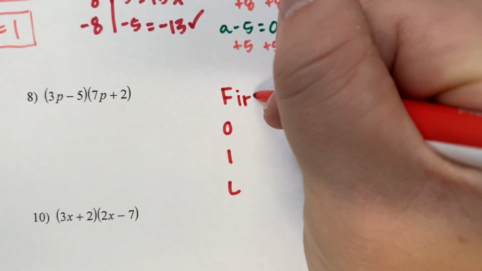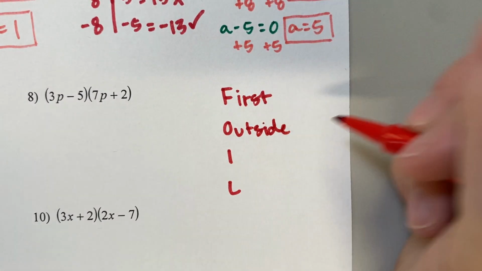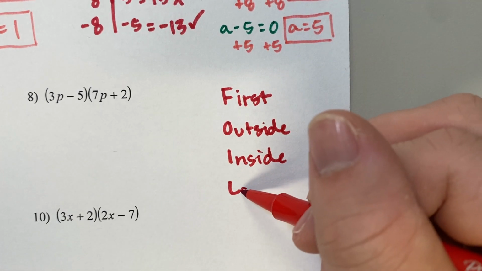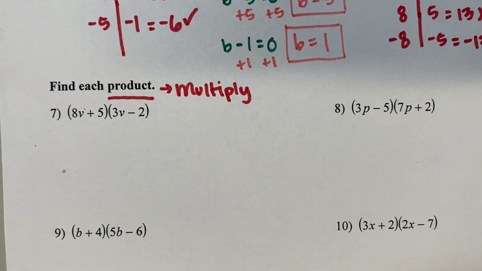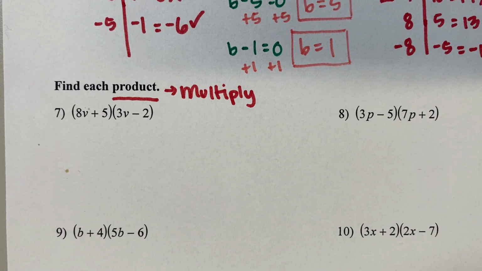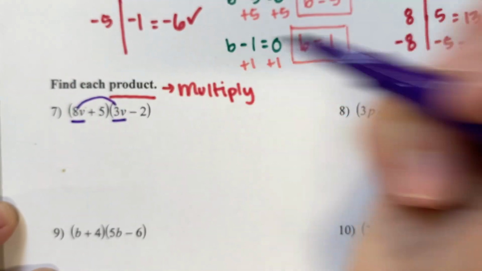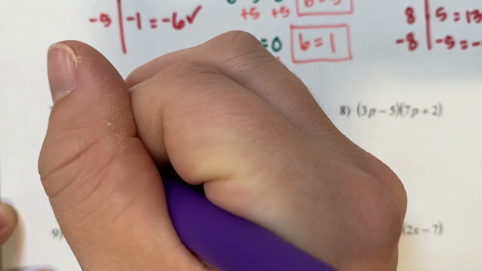F would be our first terms. O is our outside terms. I is our inside terms. And L are our last terms. Okay, so this just tells you the order in which you should multiply these out. Okay, so let's try it. So we have F in FOIL. So F stands for first. Okay, well, I'm going to take my first terms. That would be 8v and 3v. Multiply them together. Okay, that's going to give me 8 times 3, 24v squared.